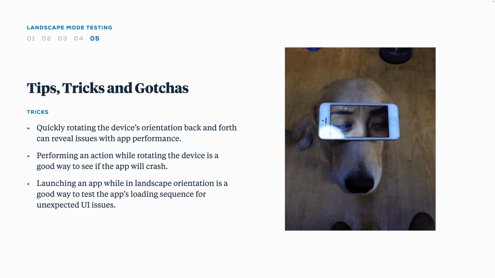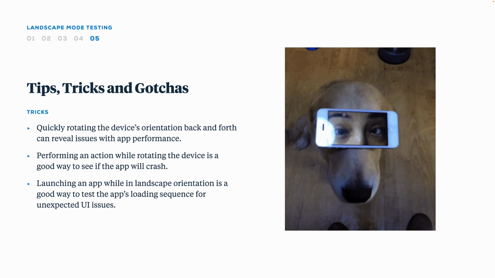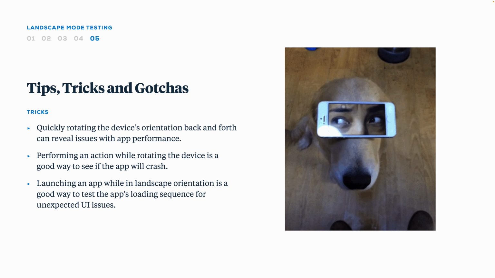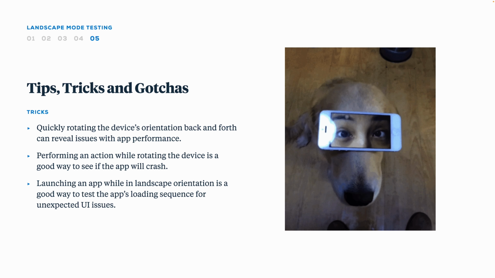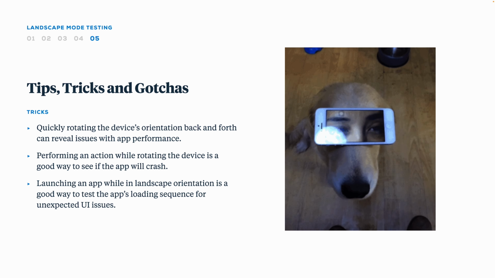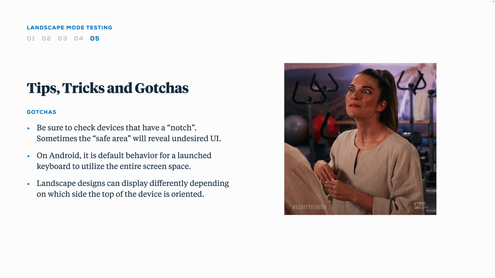Tricks? Well, quickly rotating the device's orientation is a good way to crash an app. Also, performing an action while rotating the device is a good way to see what happens, like if it's going to complete the action because you rotated the device. When launching the app in landscape mode, make sure that there isn't anything unexpected going on with the startup of the app.